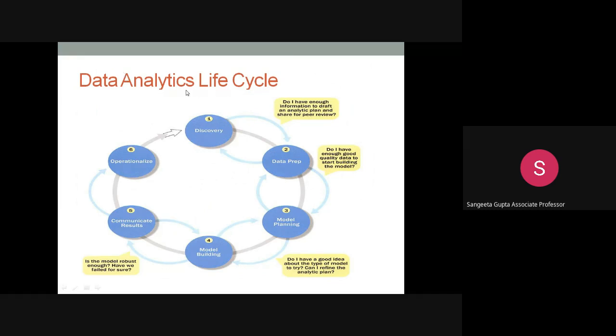So these are the different phases of your data analytics life cycle: the discovery phase, the data preparation phase, and then model planning, model building, communicating the results, and finally operationalize.